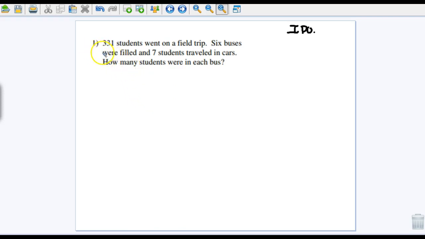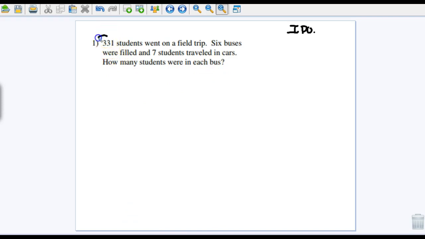So I'm going to read my word problem. It says 331 students went on a field trip. 6 buses were filled and 7 students traveled in cars. How many students were in each bus? All right, so you're going to have similar problems to this on your worksheet tomorrow. So I want you to really pay attention.